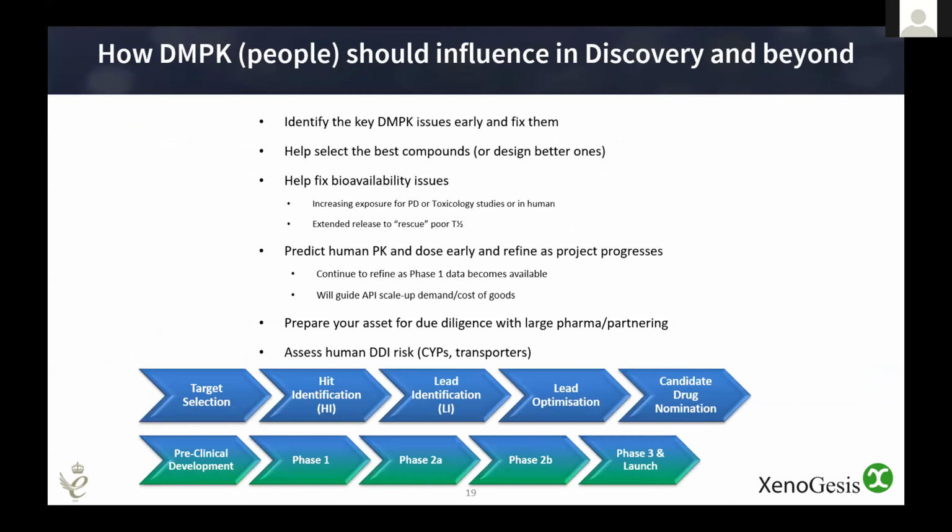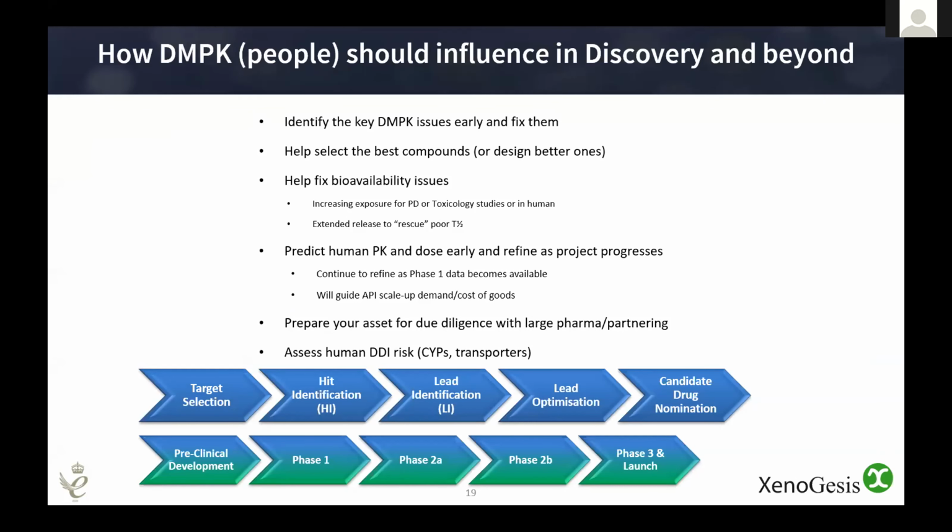So a bit of a flying visit today. I've probably got a couple of minutes left just to give you a bit of a taster. But this is my view, the team's view on how DMPK people should influence drug discovery. I'll stand on my soapbox and say that DMPK is not a service provider in drug discovery. It's an integrated process, and we should influence across the way.